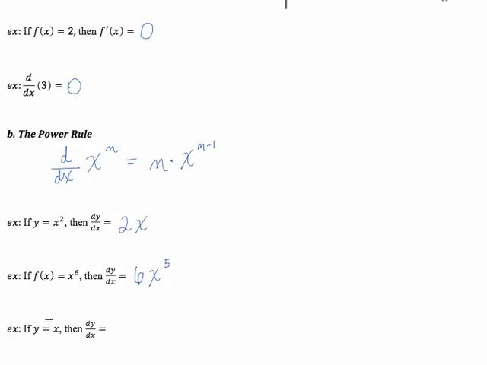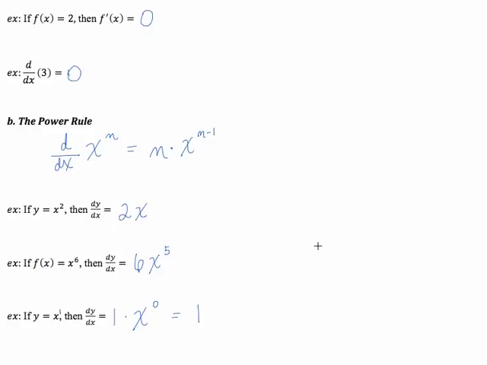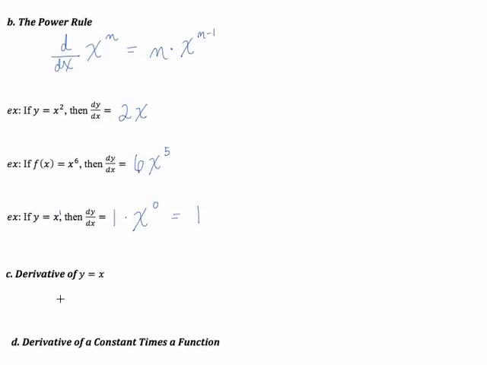Or a fun one, if y equals x to the 1st, well, you bring that implied exponent of 1 down out front, and then you have times x to the 0. But anything to the 0 power is 1. So the derivative of y equals x is actually just the number 1. It's the coefficient of x. Okay, the derivative of plain x is 1.